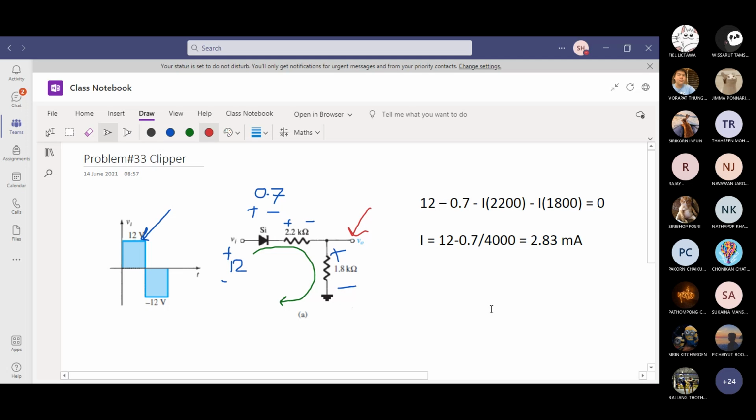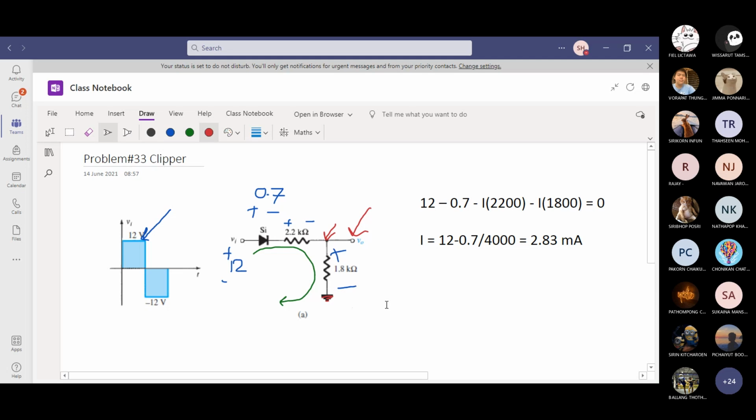Let's find VD first. VD, when it's turned on, it is 0.7 volt because it's silicon. VD, you already know it. So very simple circuit analysis actually. Where is V out taken? V out is taken from here. This is the probe and this is the ground. You can calculate V out from this point to ground. First way: this is actually the voltage across the resistor.